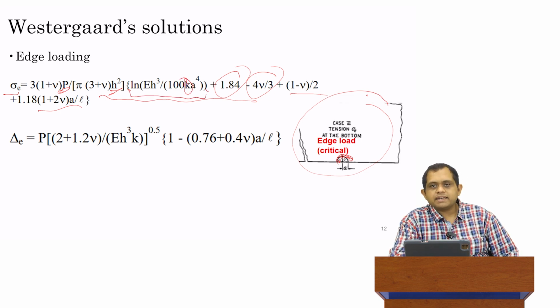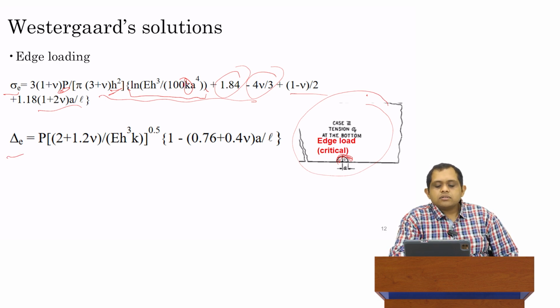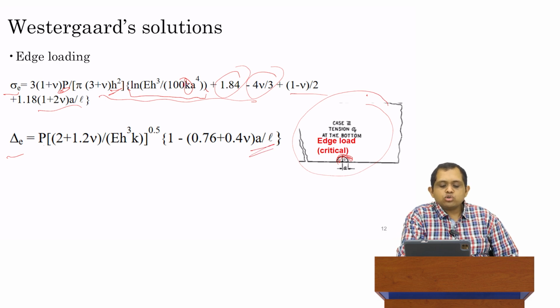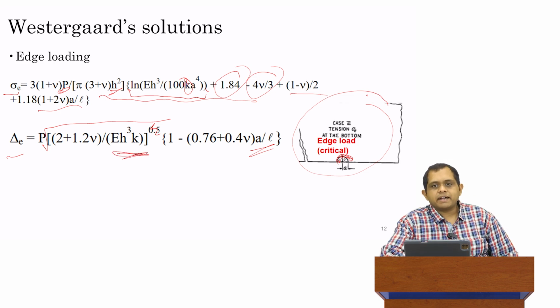So K is here making a comeback in sigma E. And then for delta E, it's here again, we have some A over L. But here we do have P into the square root of this particular term, (2 + 1.2 nu) divided by E H cube into K. So in this case, K makes a comeback here.